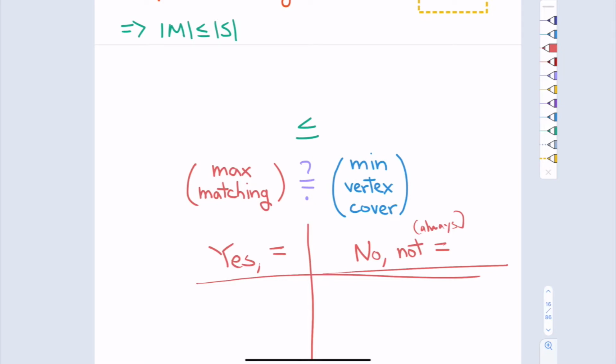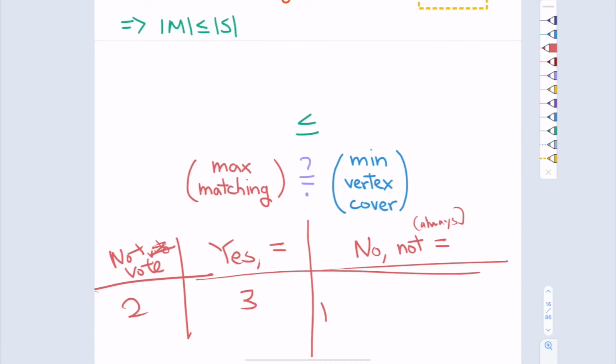Okay, just three. Oh, one sec. Who's not voting? Okay. Okay, who thinks that they're not necessarily equal? Okay. Looks like very high honesty rate. Okay, most people thought that they might not be equal.